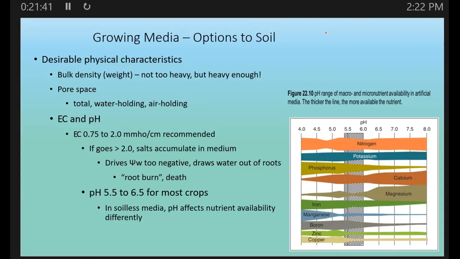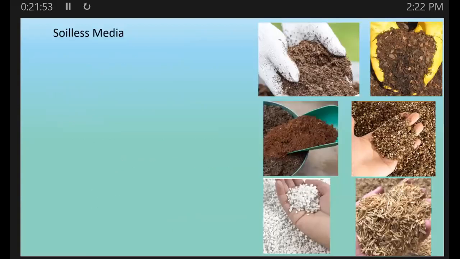So when we typically say plants grow in soil pH of 5.5 to 6.5, we're thinking like real soil, not this soil or medium, all these options. So these options include sphagnum peat moss, which is probably historically the most common and has been used the longest. That's the top left picture up there.